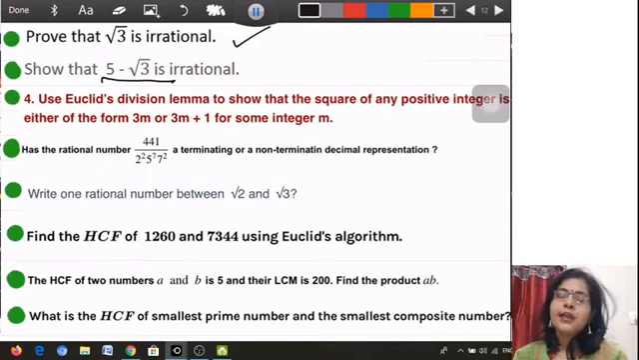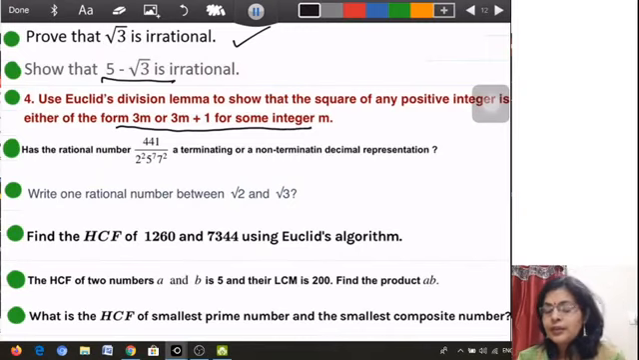And a similar type of question has been taught to you. In the second session, I taught this type of question to you. Use Euclid division lemma to show that the square of any positive integer is either of the form 3m or 3m plus 1 for some integer m. This type of question I have taught, but here the square is given and we have to simply take b as 3 because no other number can be taken.